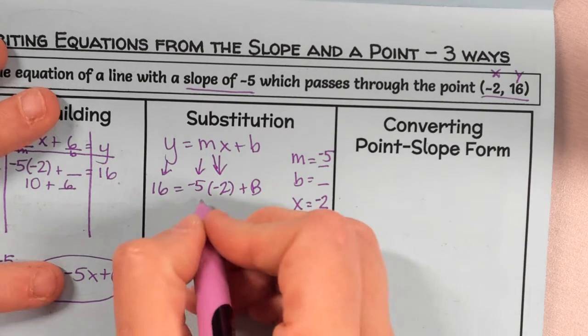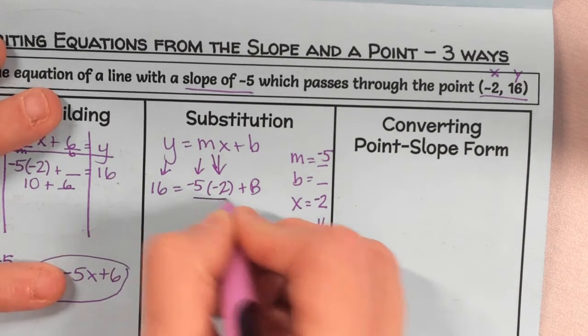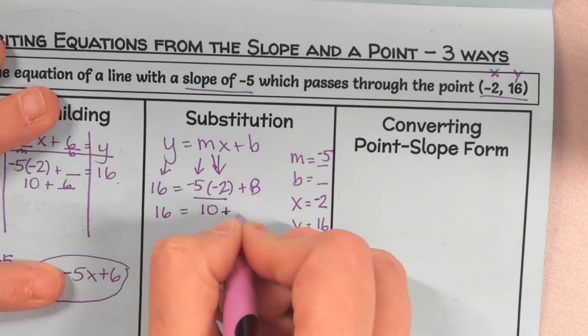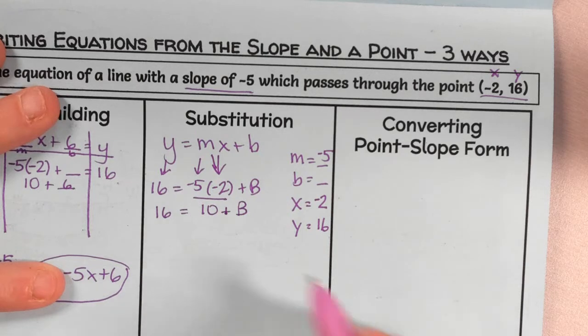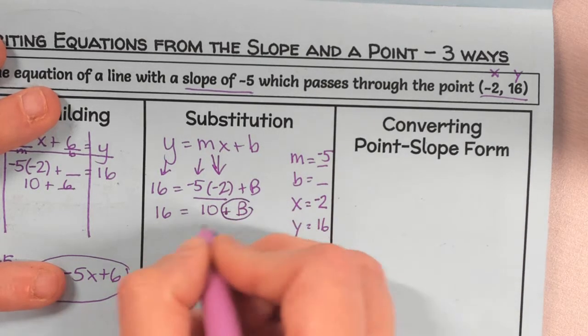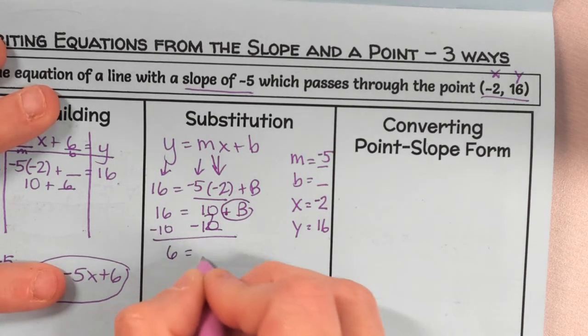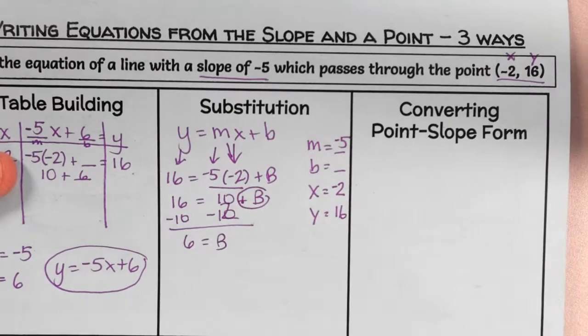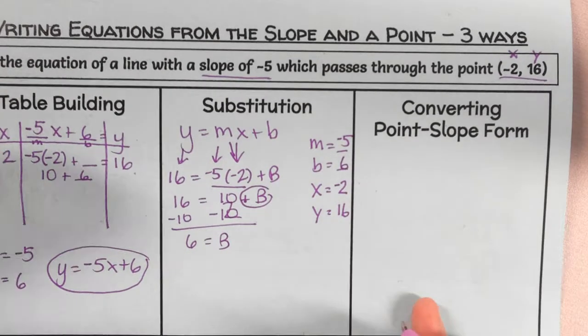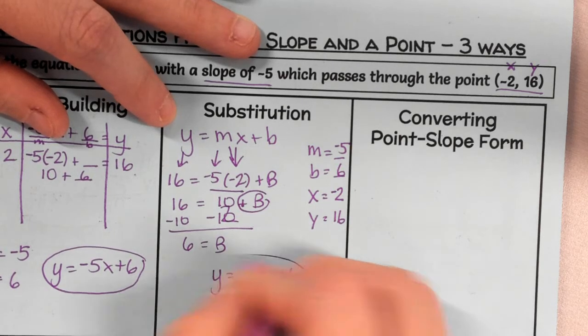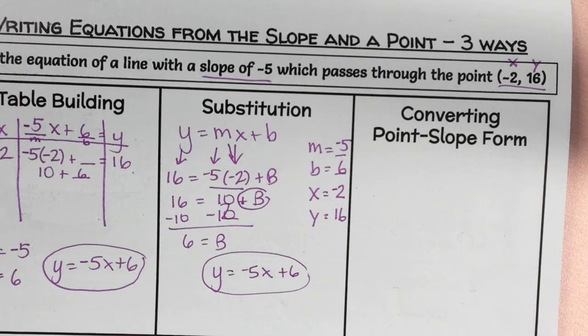So now I'm going to start simplifying this. Negative 5 times negative 2 is positive 10. 16 equals 10 plus B. This is a simple one-step additive equation. I want to get the B by itself, so I subtract 10 from both sides. And I get 6 equals B, which is the exact same thing I got on the other one. Same exact equation. I just did it a slightly different way.